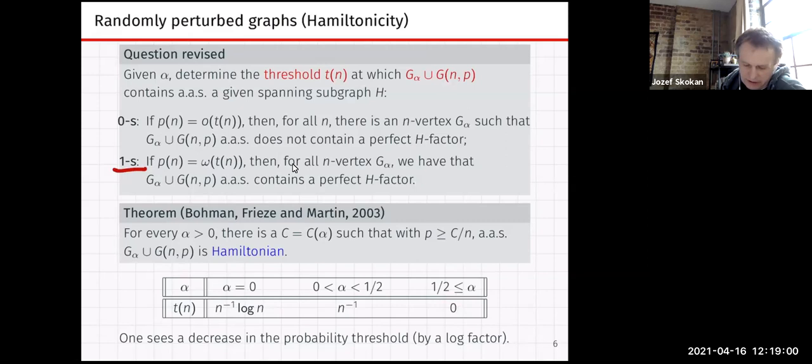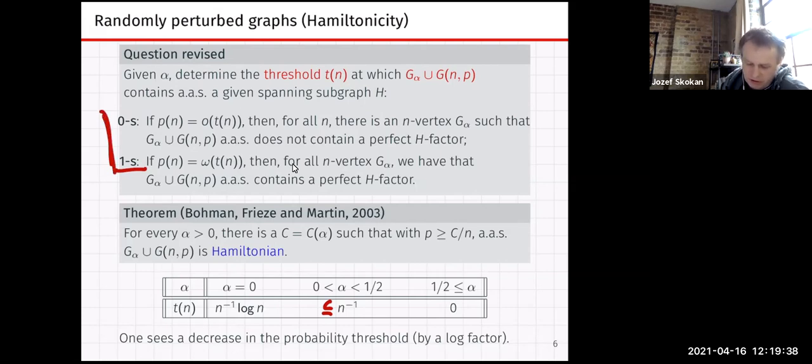And if you are between 0 and 1/2, then this result by Bohman and his co-authors tells you that the threshold is 1 over n, right? So if you have at least probability C over n, then you will find your Hamilton cycle. And that would show you that the threshold is upper bounded by this constant over n, but the constant is irrelevant for this notation as we introduced it over here.